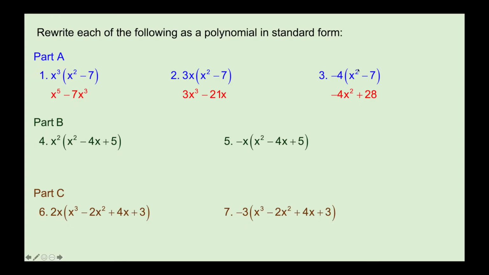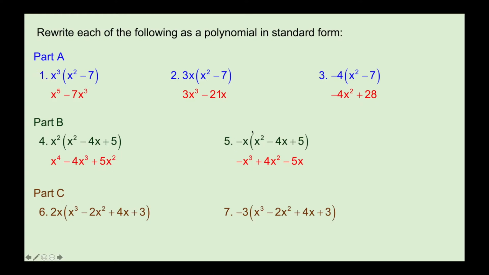Then for number 3, when I'm distributing that -4 in, we should come out with -4x squared plus 28. For part B, this time we have this trinomial, and we are distributing two different things to the trinomial. Answers would be, for number 4, when I distribute x squared in, I end up getting x to the fourth. Again, adding those exponents together, x squared times -4x is going to be -4x to the third, and then x squared times 5 is 5x squared.